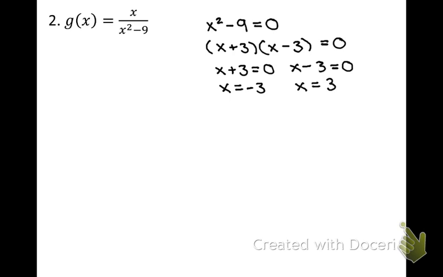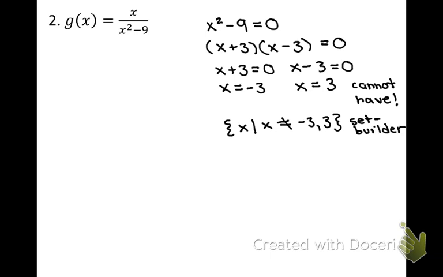Keep in mind, though, that these are the values that if I plug them in would make my denominator 0. So these are the values that I cannot have. So as I go to write my set builder notation, I'm going to have x such that, and now I'm going to write x does not equal -3, 3. Okay, so there's my set builder.